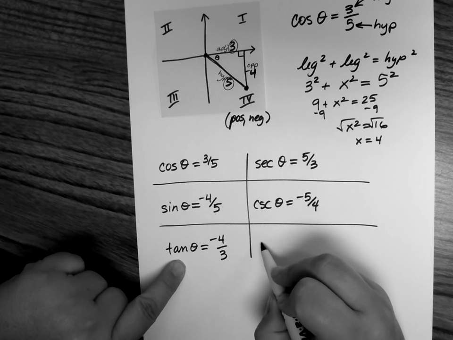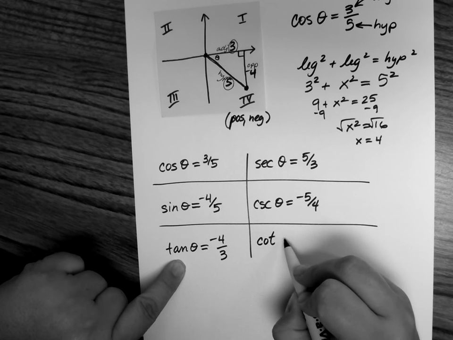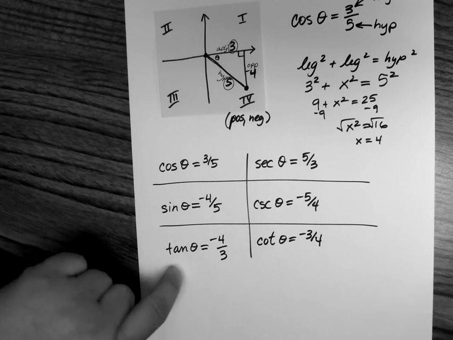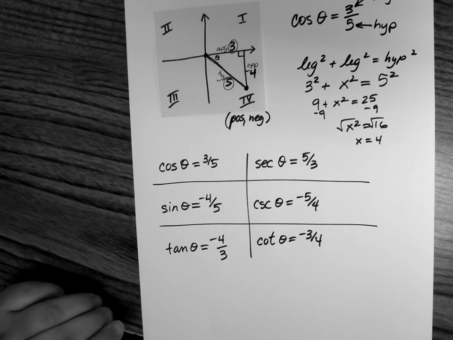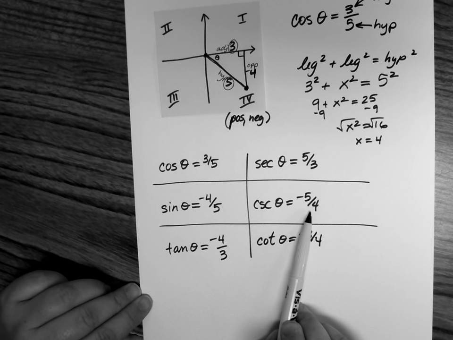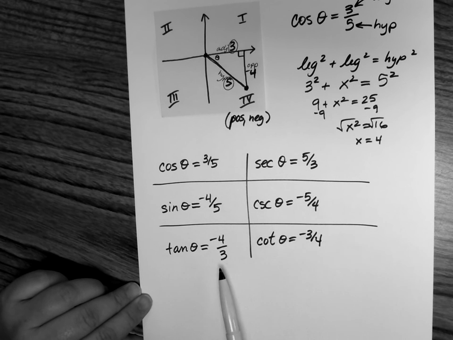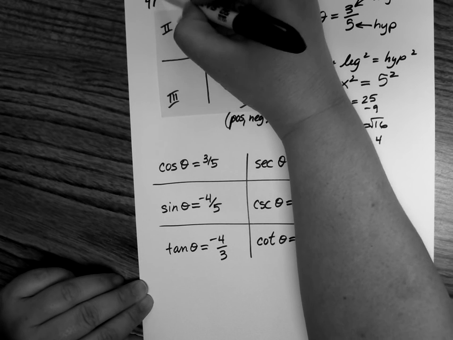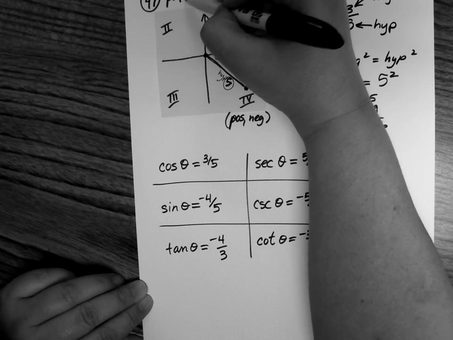Same thing here, cotangent, reciprocal of the tangent, and there are my answers. So if the problem asks me for the cosecant, there it is. If the problem asks me for the tangent, there it is, and so on. So that was number 44 on page 400.